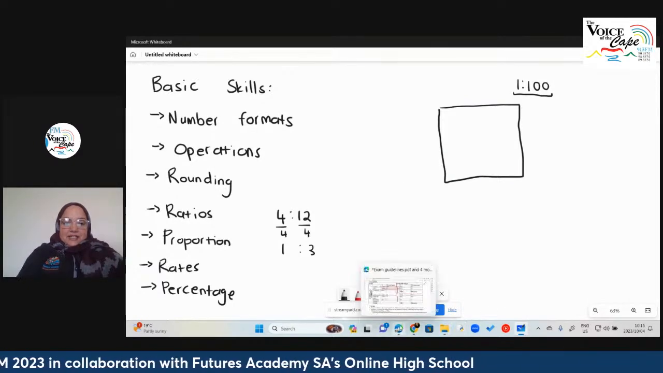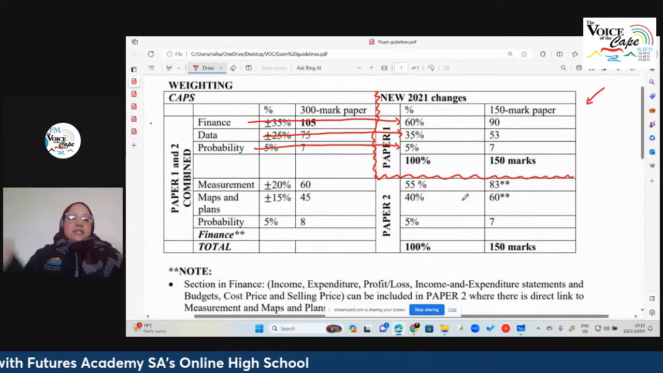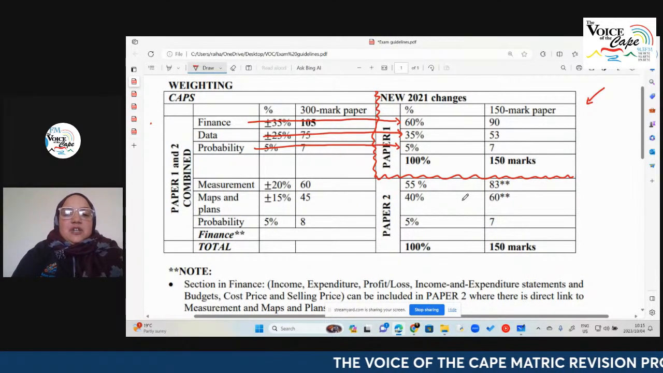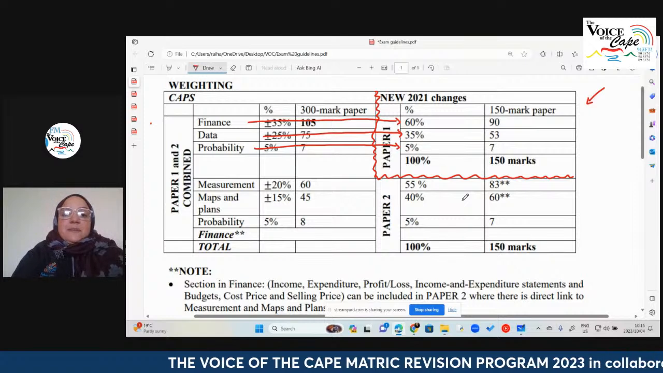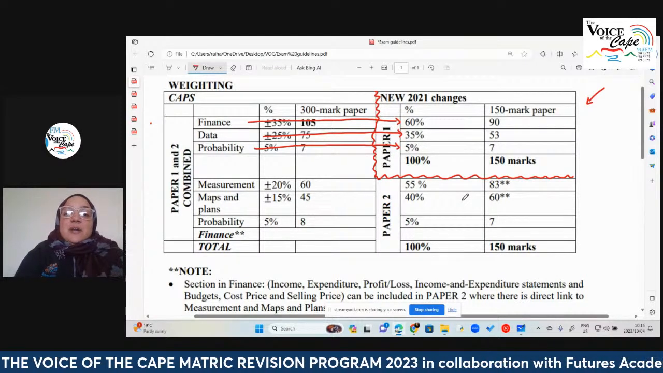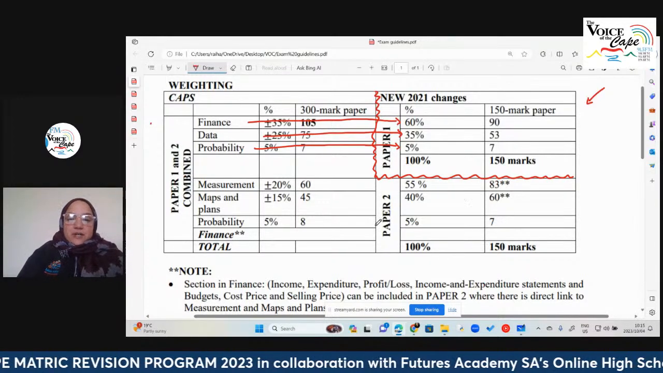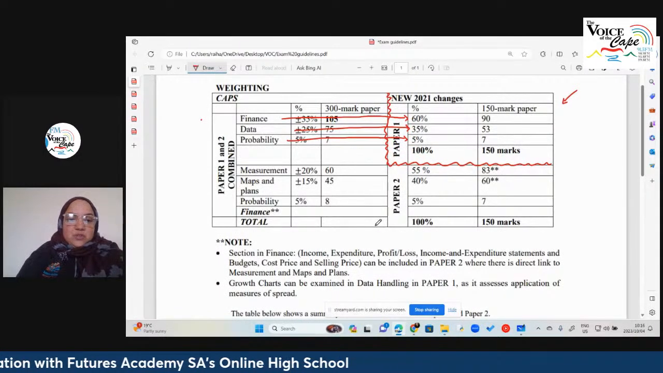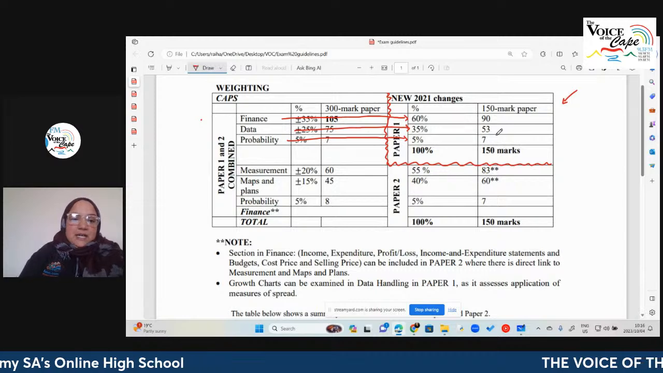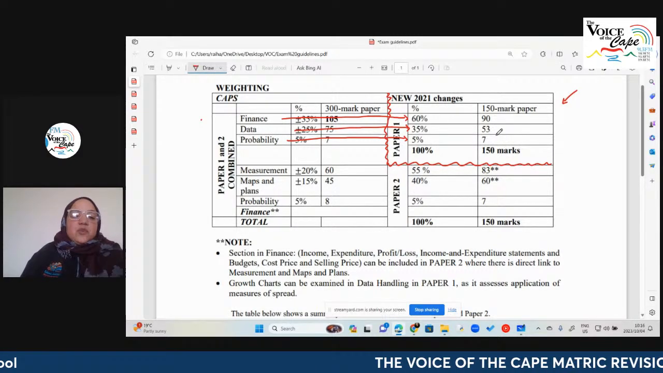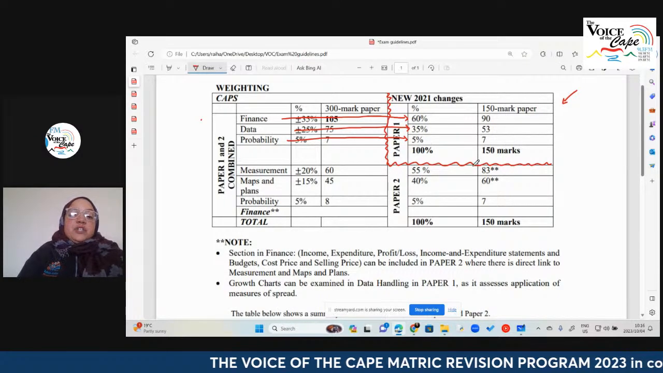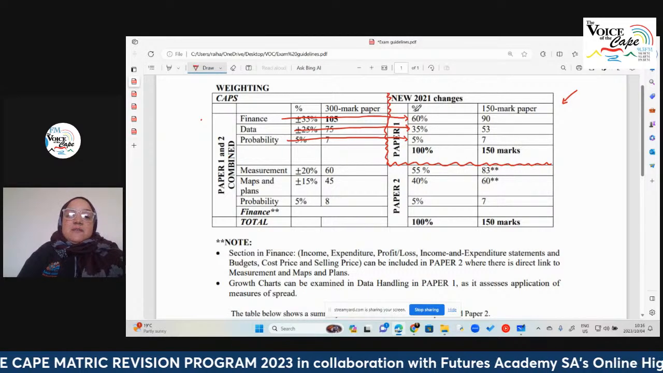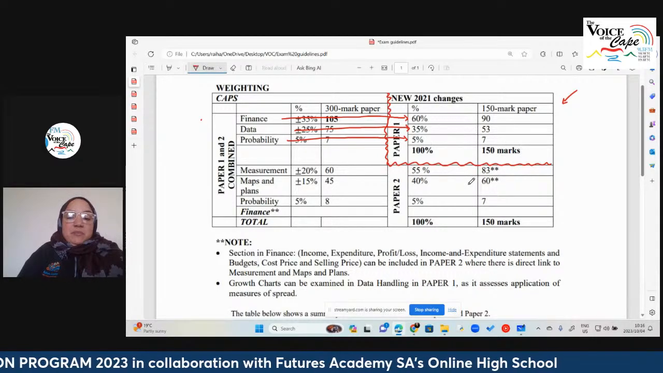Okay, so let's go back to our exam guidelines. So I said for paper 1, finance is 60%, data handling is 35%, and your probability is 5%. But keeping in mind that those basic skills are embedded within all of these sections. Okay. So another thing that they do in these paper 1s and paper 2s, we'll speak about paper 1 specifically. Sometimes, actually, it's more with paper 2 that they do it, but they'll put finance into paper 2 sometimes. Okay, so just remember that once you finish studying finance for paper 1, it will still be in paper 2. Okay.